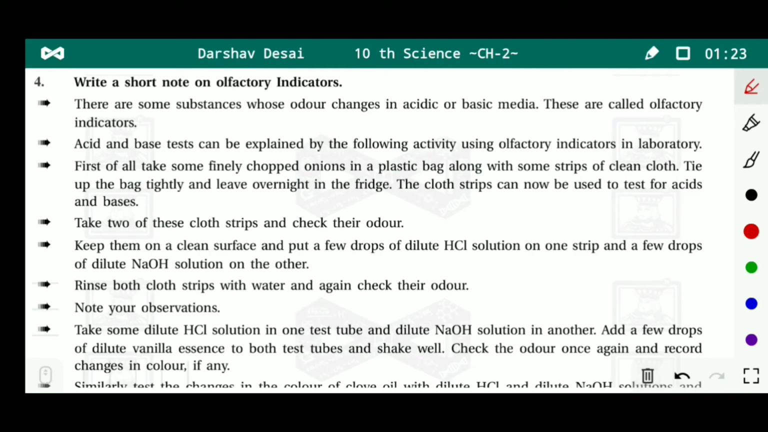So the definition is clear. There are some substances whose odor changes in acidic and basic media, so it is called olfactory indicators.